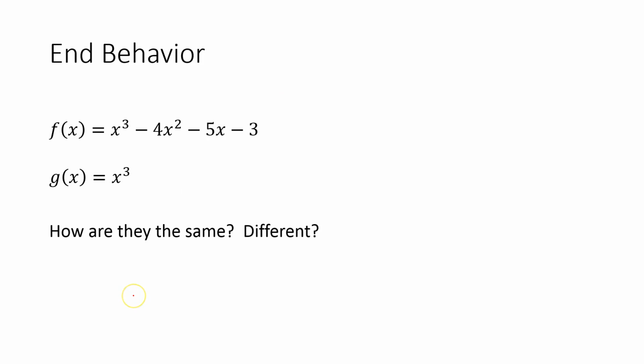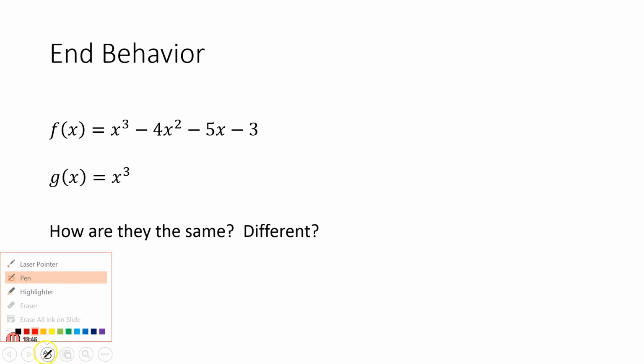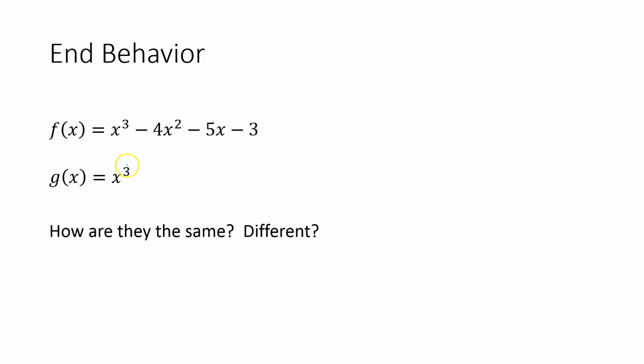So after we talk about turning points and zeros, we want to talk about end behavior. So looking at these two functions, f of x and g of x, we're going to talk about how they're different and how they're the same. These two functions have the same leading term. Each one of these is called a term. But this x cubed is going to determine the end behavior.